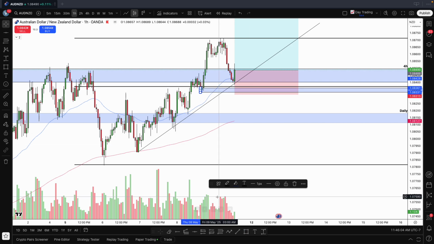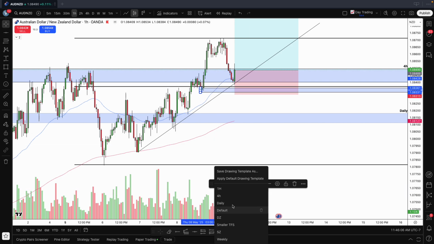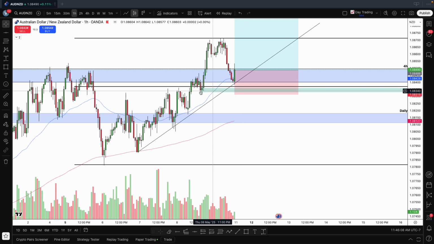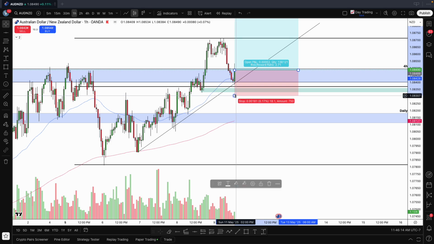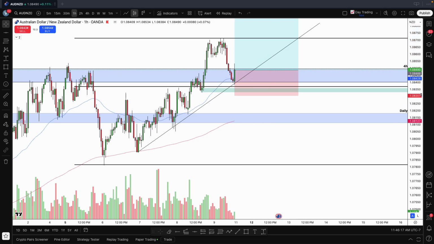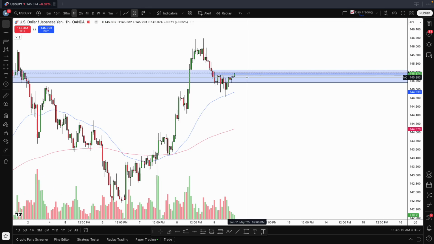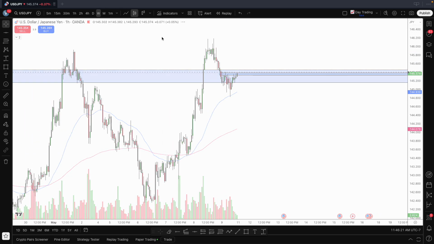I just don't want my screen to be super cluttered, but let's just add it for the video. So this is this area of demand. Price could always tap into this and go back up. So I'm going to put my stop loss a little wider from over here, giving me about a 2.7, 2.8 risk to reward. Our next trade is USD/GBP.